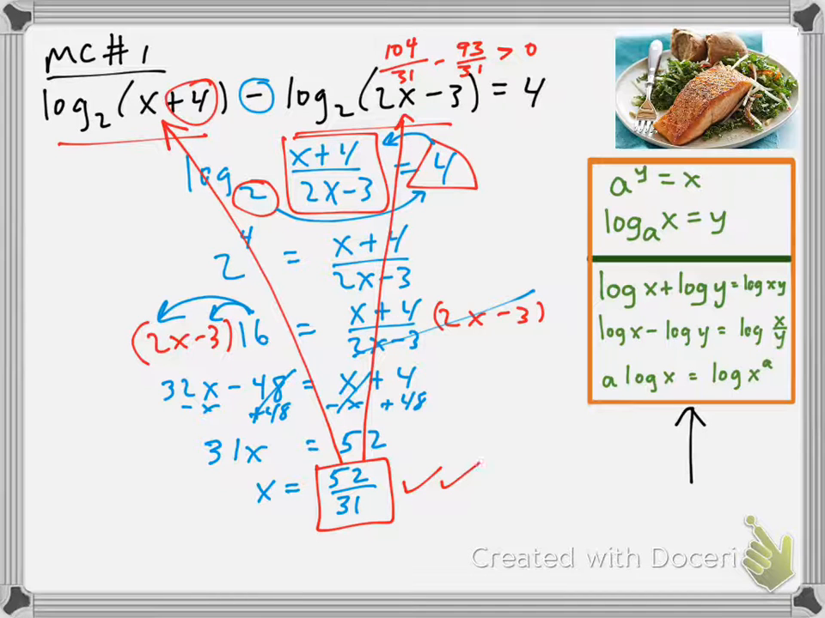So I put 2 check marks because I checked that solution, 52 over 31, in 2 places. So 52 over 31, therefore, is the solution to the original equation, and we are done with that one.